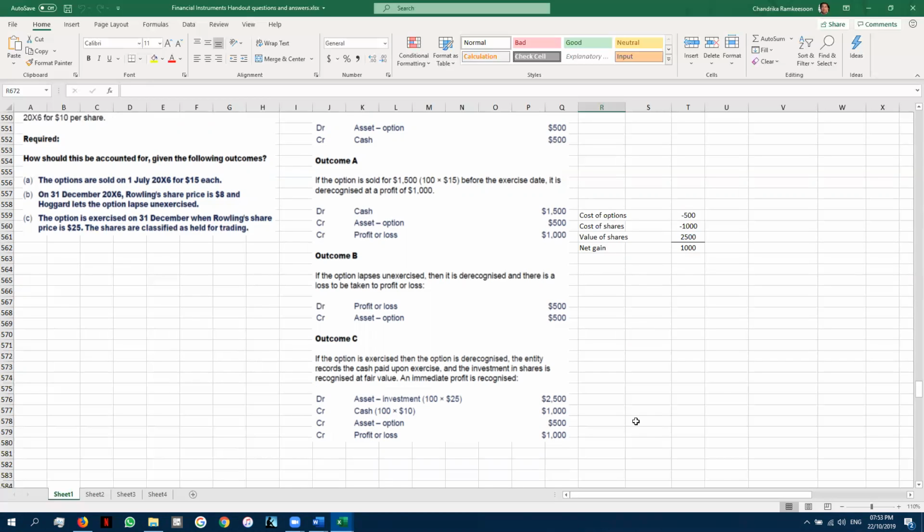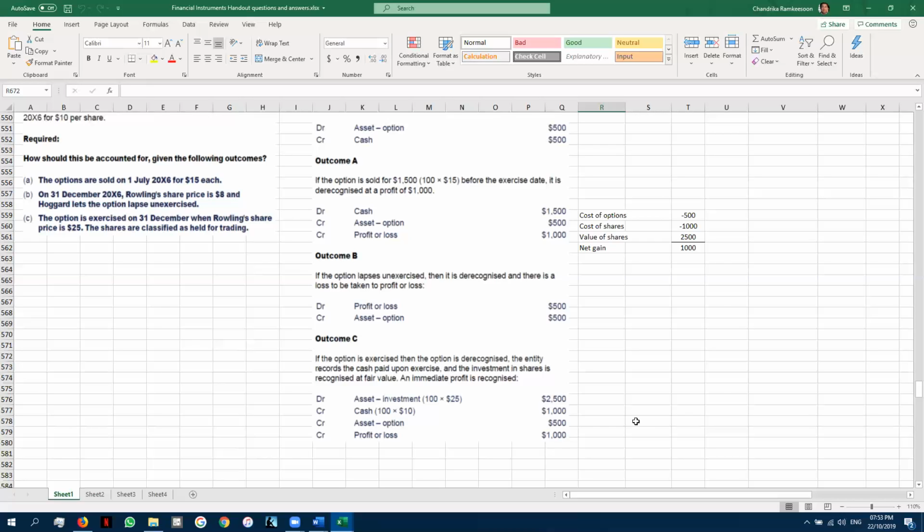Outcome C, the option is exercised when Rowland's price is 25. Now, clearly, if the price goes above, as I said, the exercise price, it makes sense to exercise because you can actually pick up something at $10, which is actually selling for $25 in the market. So he will exercise this option, go to the market maker and say, look here, this is my $10, give me a share. And if he wants at that time, he can immediately sell back the shares in the market for $25, which we are not showing here. But of course, that is one possibility.